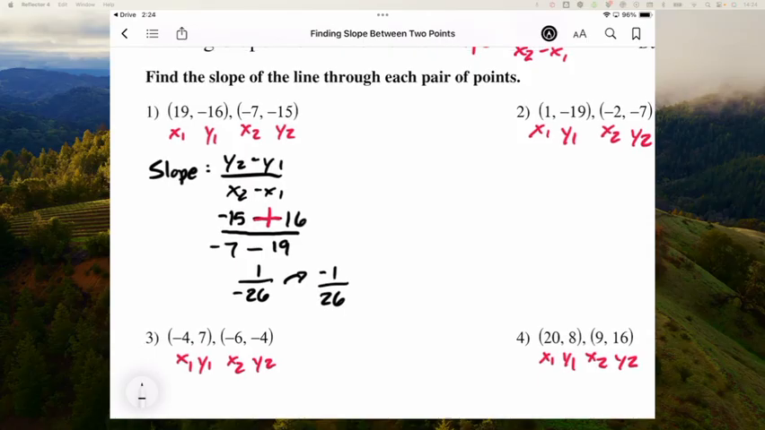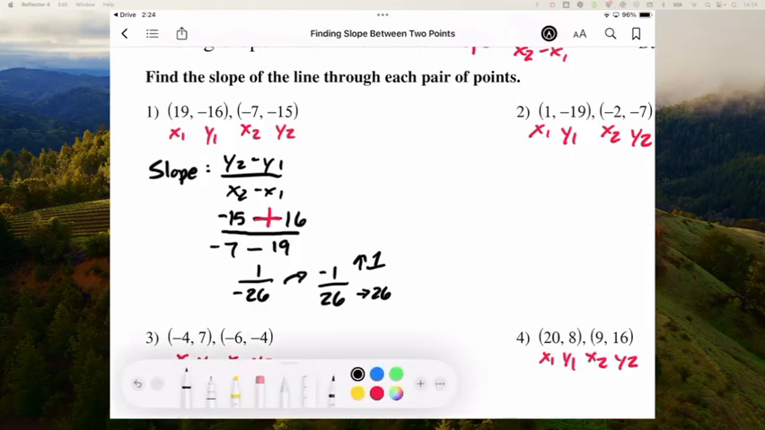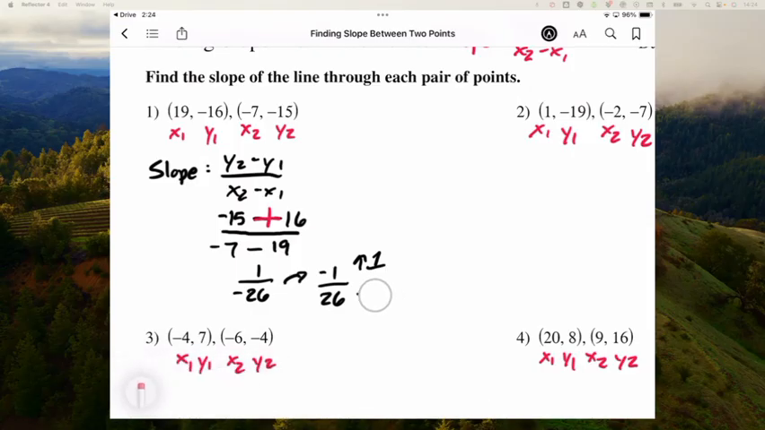Now this slope reads up 1 and to the right 26. So again, important to understand that the negative should always be placed in the numerator if we do have a negative in the problem.